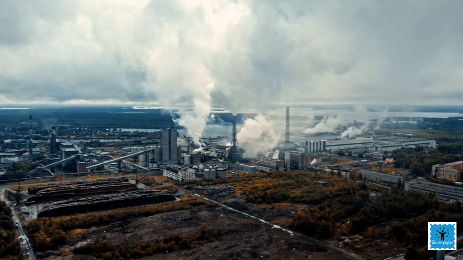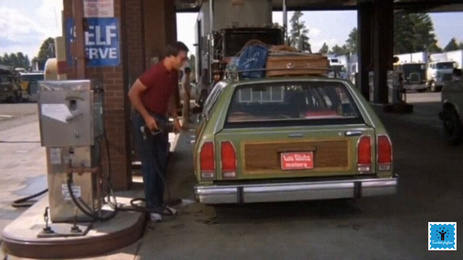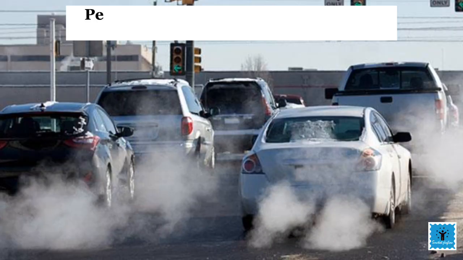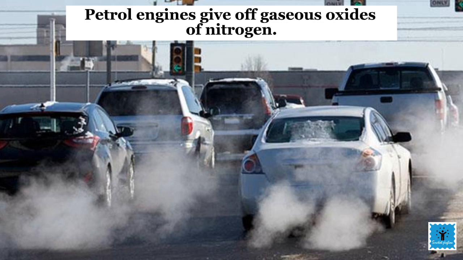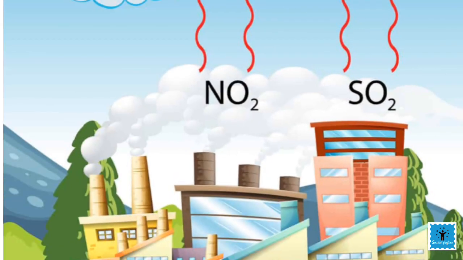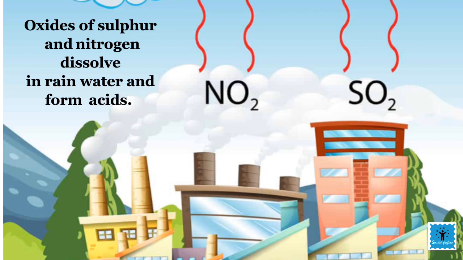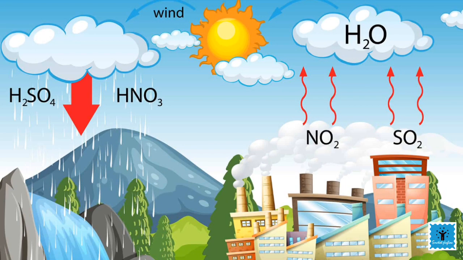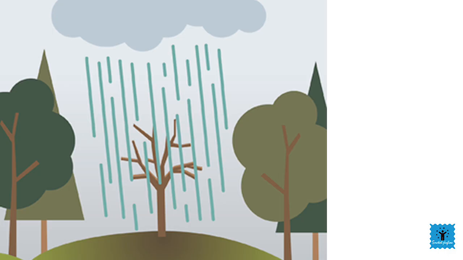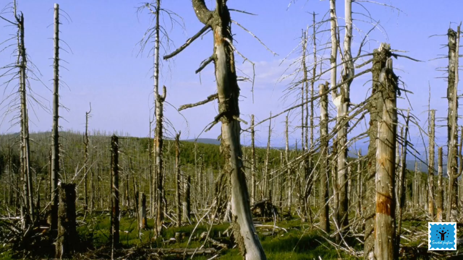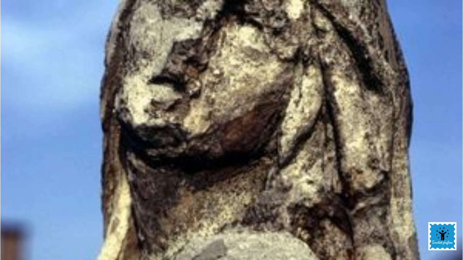And we know petrol is used in all the vehicles. Petrol engines give off gaseous oxides of nitrogen. So, these oxides of sulfur and nitrogen are present in our atmosphere. During rain, these oxides of sulfur and nitrogen dissolve in rainwater and form acids. Such rain is called acid rain. Acid rain is very harmful for our crops, buildings, and soil.